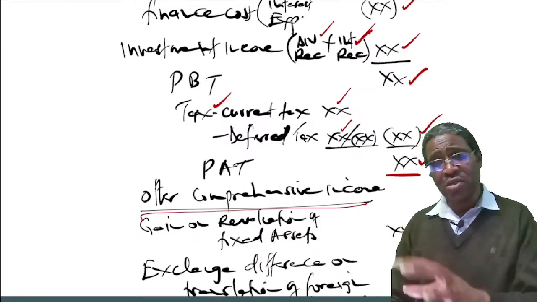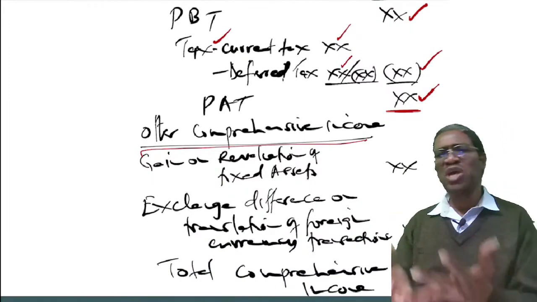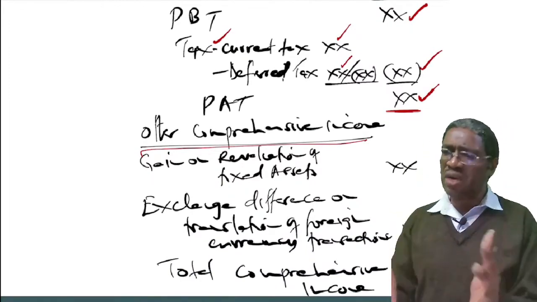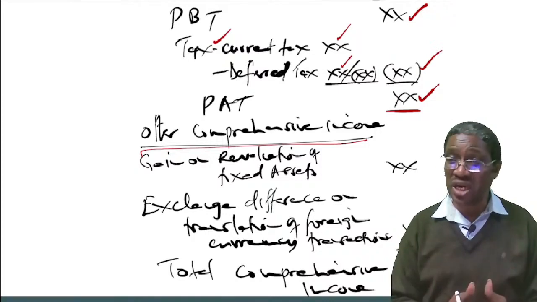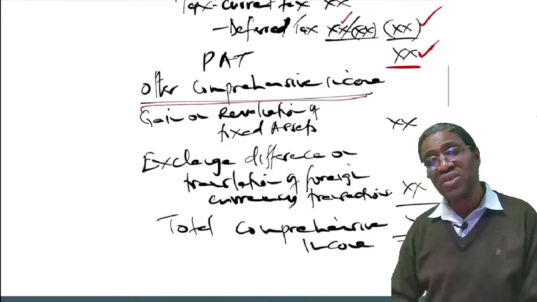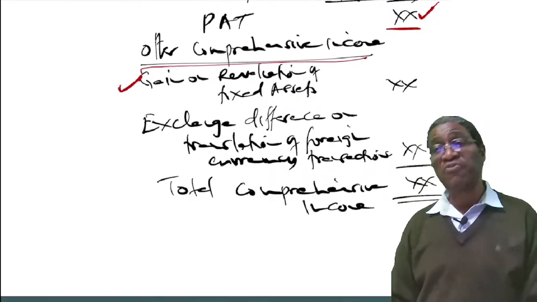That is a gain. So we are saying, tell the readers of your financial statements that we have other gains that we as a company made. It's only that we can't show them in the income statement. And one of them we gave as an example is the gain on revaluation of fixed assets.